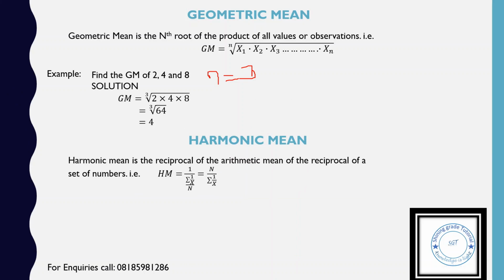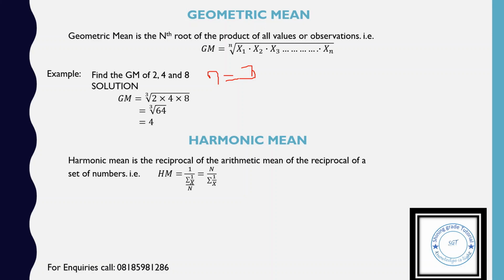For harmonic mean, it's always the reciprocal of the arithmetic mean of the reciprocals of a set of numbers. So that means we simply find the arithmetic mean of the reciprocals of a set of numbers, and that will amount to the harmonic mean. So we need to find the arithmetic mean of the reciprocal of each observation, and as well find the reciprocal of that arithmetic mean. So where we have a set of observations, we take the reciprocal of each observation first.